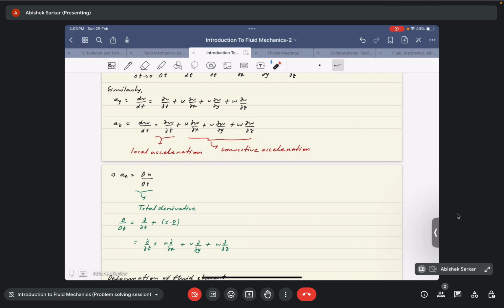I hope I'm able to make it clear, but still, there's a very beautiful example. Let me just give it, so that I may not repent that I was not able to say it. This example, I guess, is written in a book by Cengel on fluid mechanics. So he explains this local and convective acceleration with this example.